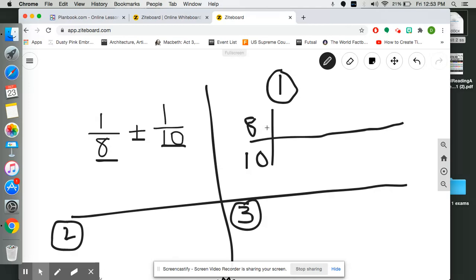Now, some of you are getting to the point where you're like, oh, you can just multiply the 2 denominators and that's the common one. Well, sometimes it's not the least common denominator though. So that's what we're going to try and figure out. I'm going to go ahead and count by 8s. If I don't know my 8s facts, I can look at my multiplication table.